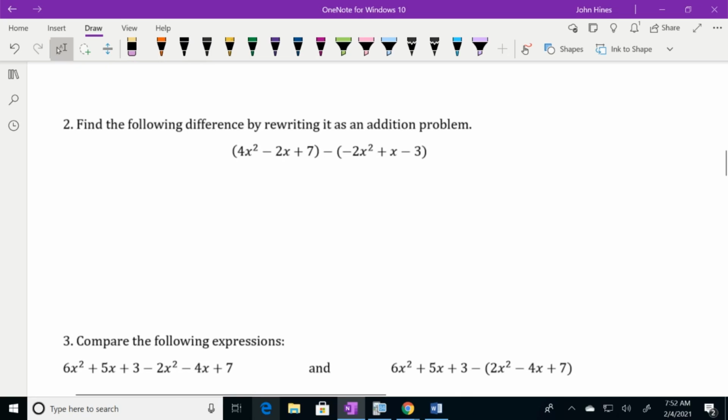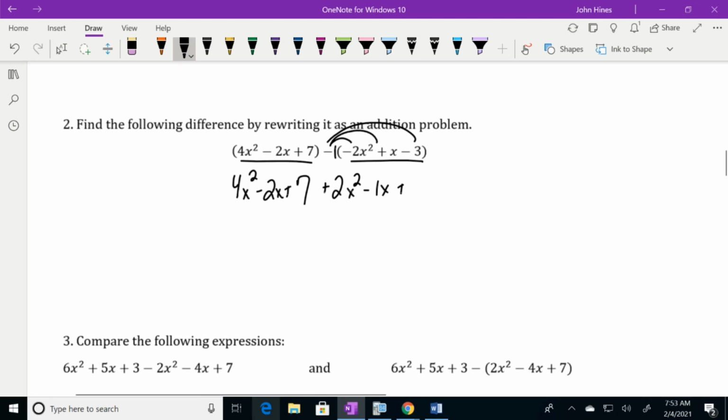Subtraction, though, has got an extra step. Subtraction has an extra step. And the way that we deal with subtraction is we make an addition. So this polynomial minus this whole polynomial. So the way that we do this is we make the subtraction into addition. We take this factor of -1 and distribute it. And then I add them together. Plus 2x squared minus 1x, +3.